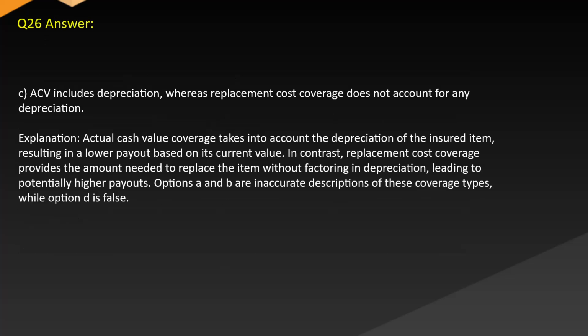Answer. C. ACV includes depreciation, whereas replacement cost coverage does not account for any depreciation. Explanation. Actual cash value coverage takes into account the depreciation of the insured item, resulting in a lower payout based on its current value. In contrast, replacement cost coverage provides the amount needed to replace the item without factoring in depreciation, leading to potentially higher payouts. Options A and B are inaccurate descriptions of these coverage types, while option D is false.